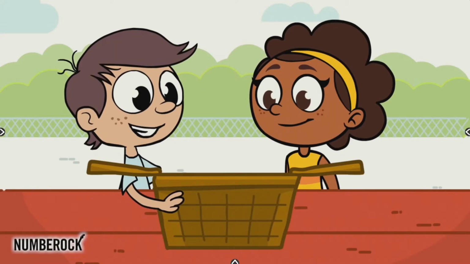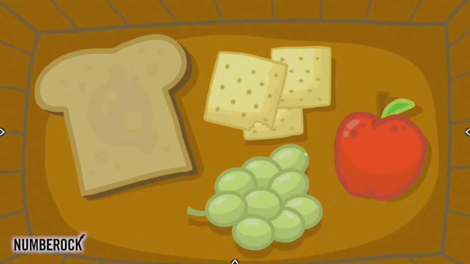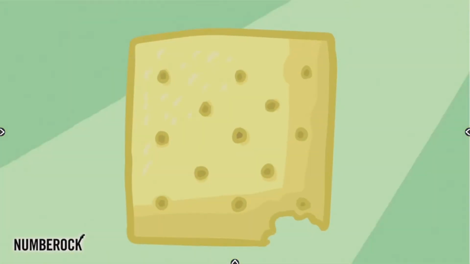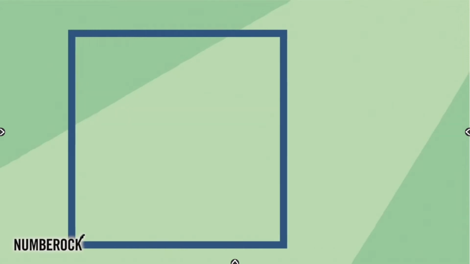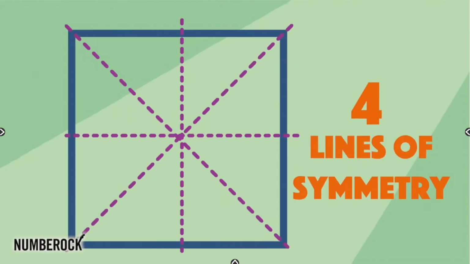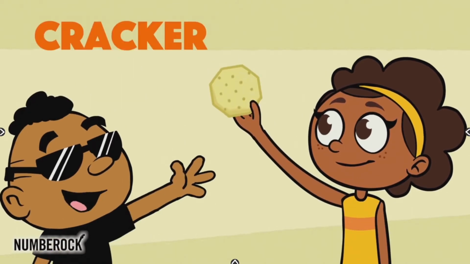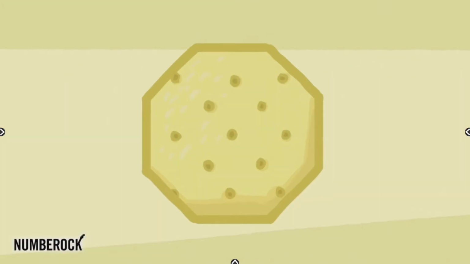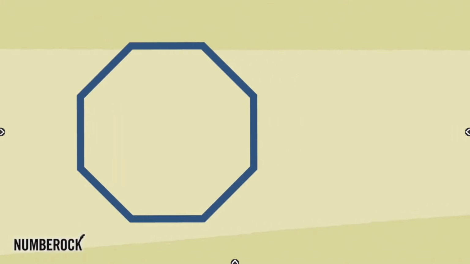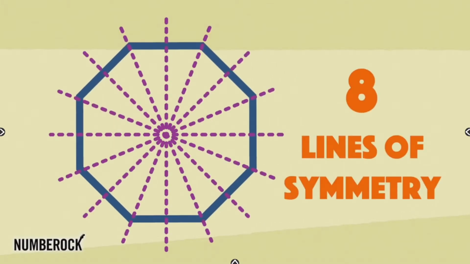Time for lunch, and we've got a hunch that symmetry's in the food we'll munch. We look at a cracker, it's a square. We see four lines of symmetry there. Chewed the four corners, they were gone, leaving us with a cracker octagon. We looked a bit closer then to see the regular octagon's eight lines of symmetry.